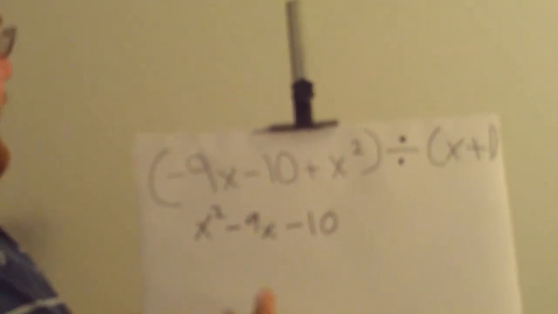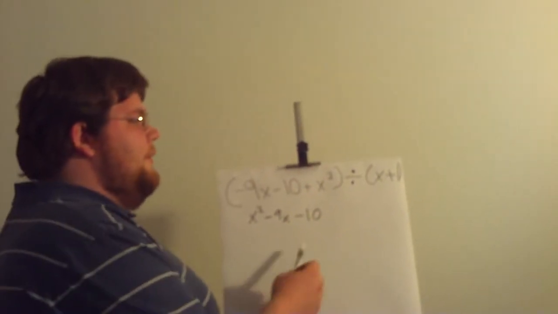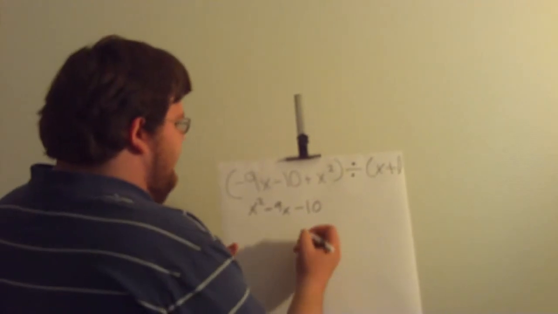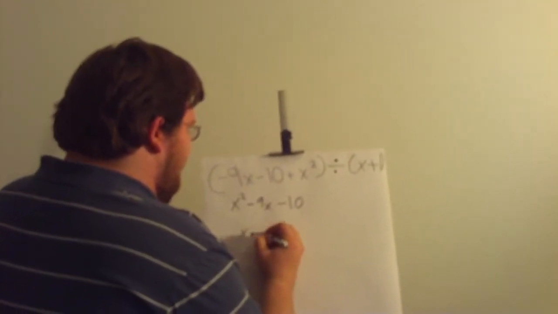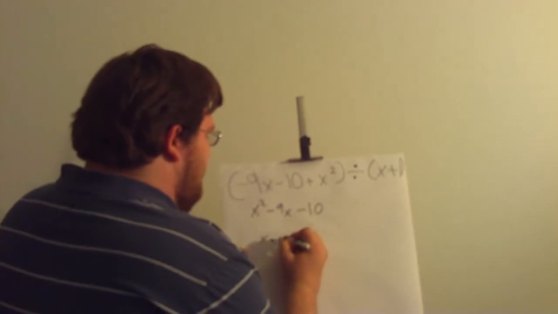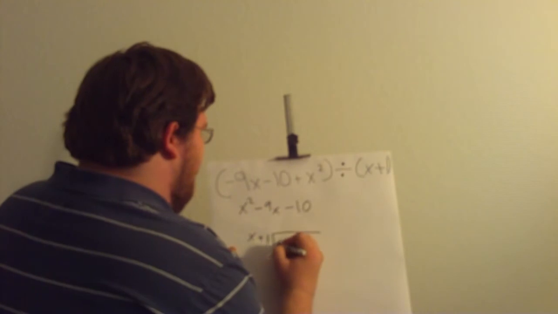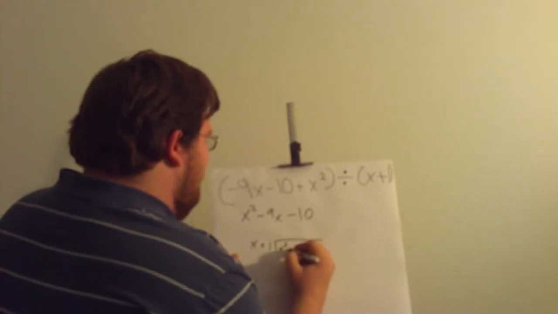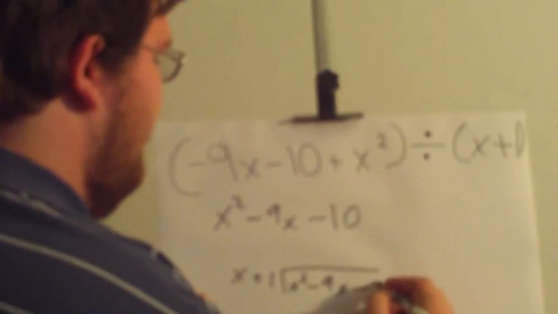Now let's write this as if we were going to divide it. And normally when you do long division, you set it up just like any type of long division problem. So we have x plus 1 as our divisor and x squared minus 9x minus 10.